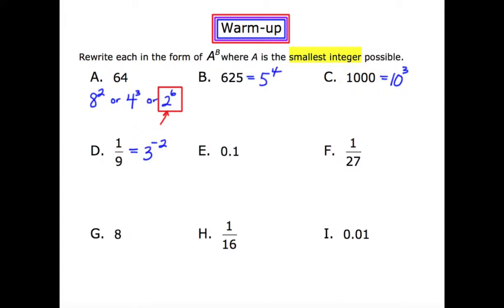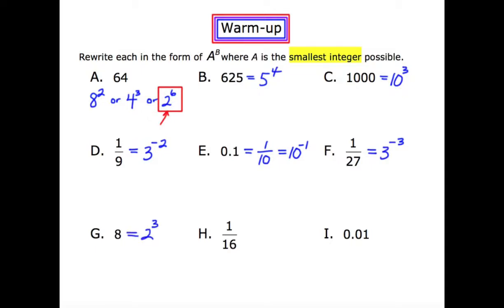In letter E, the given value is 0.1, or as a fraction, 1/10. Again, since the fraction's in the denominator, we're going to need a negative exponent, and this is going to be 10 to the -1st power. In letter F, we're dealing with the fraction 1/27. Now, I know that 3 cubed is 27, so to get the 27 in the denominator, it's going to be an answer of 3 to the -3rd. In letter G, we have the value 8, which can be thought of as 2 cubed.